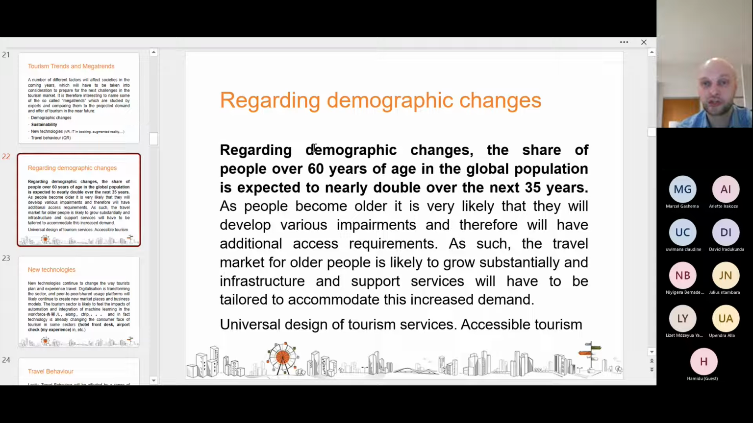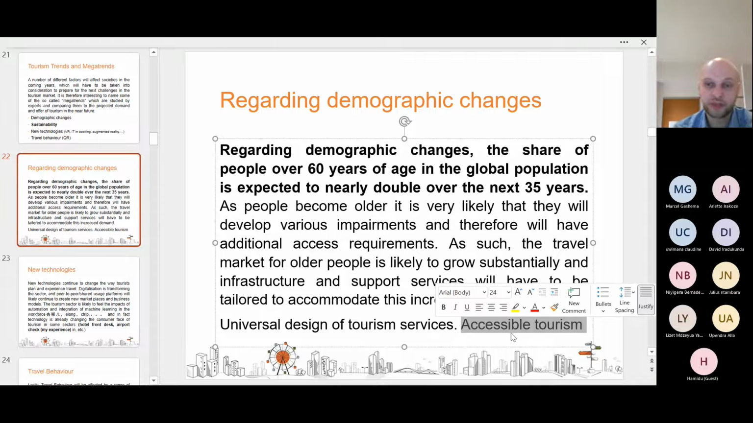The aging of population is a global feature, not an issue, that the population in general is getting older and older. So here you can see information that the number or share of people over 60 years of age will be doubled over the next 35 years. And the tourism industry should take this into account and provide accessible tourism.